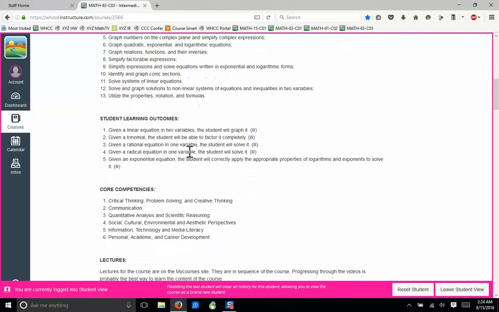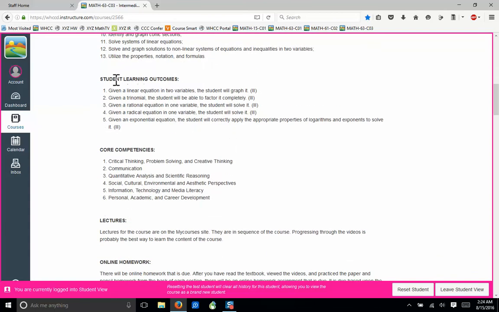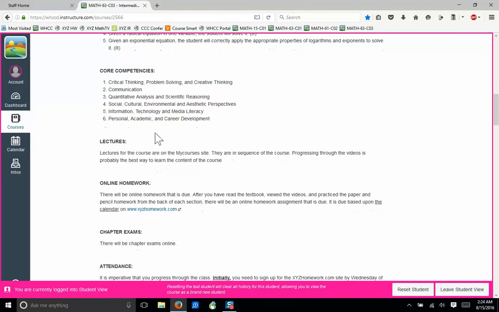The SLOs are called Student Learning Outcome Exams. These are 5 things that the math faculty at West Hills College have deemed very important. So if you know these 5 things, you've technically mastered the main concepts of the course. Core competencies are given as well.